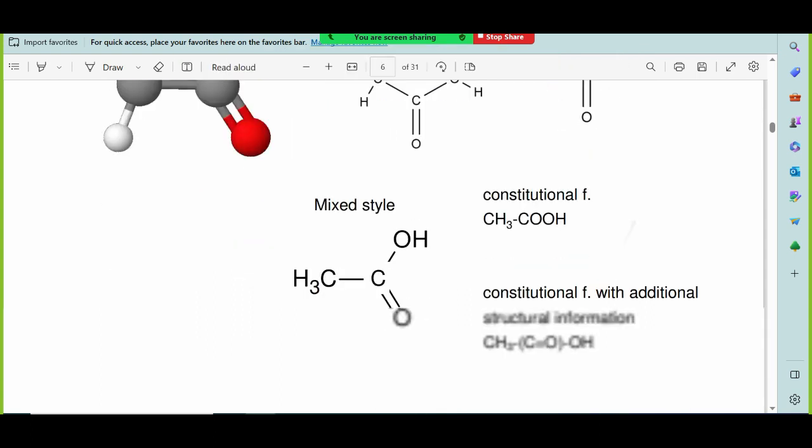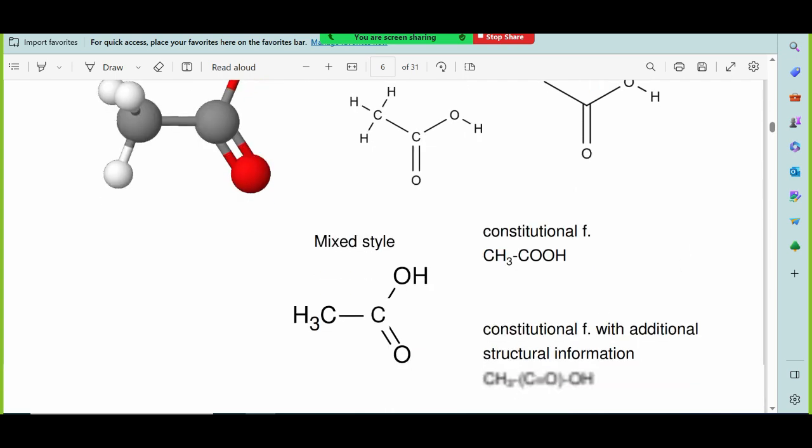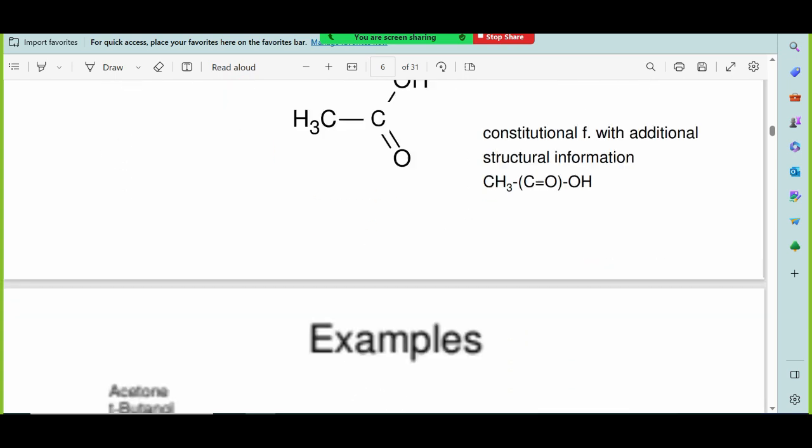We have the constitutional form where we just contract them and we don't show the double bond anymore. But we can also write it like this, because we want to stress that there is a double bond in this compound. So we contract everything else, but we want to put the double bond in contrast, so we write it like this, and then just OH. We can have a mixed style, so we just contract it here in a constitutional way, and here we show it explicitly. So it depends. This is called a mixed style.